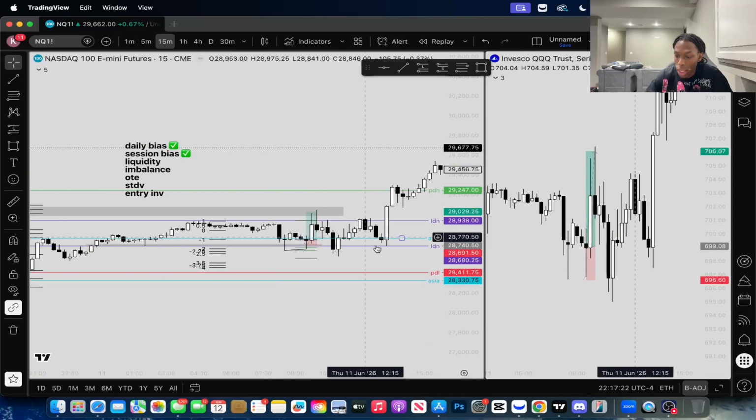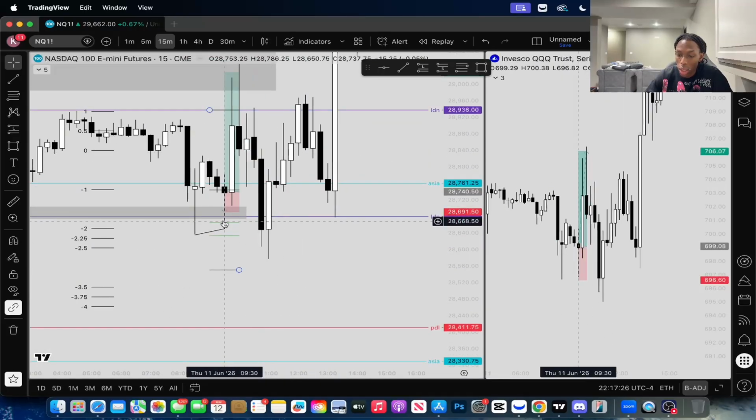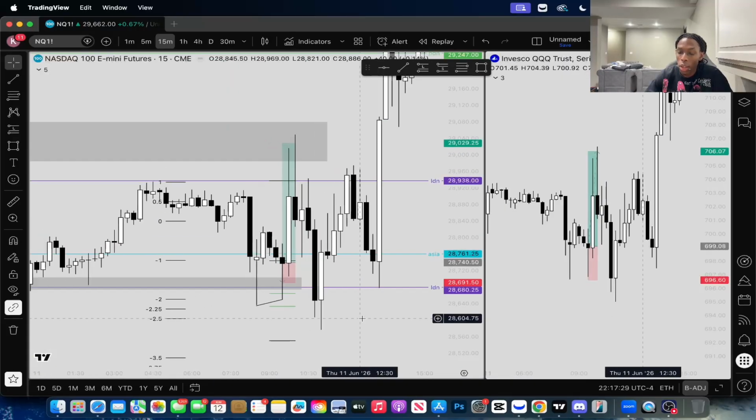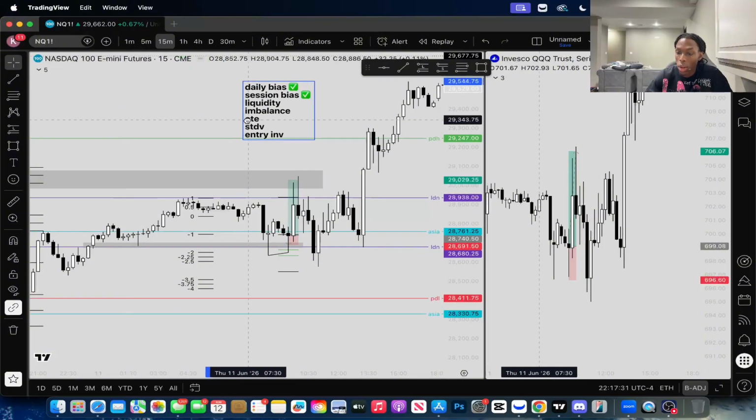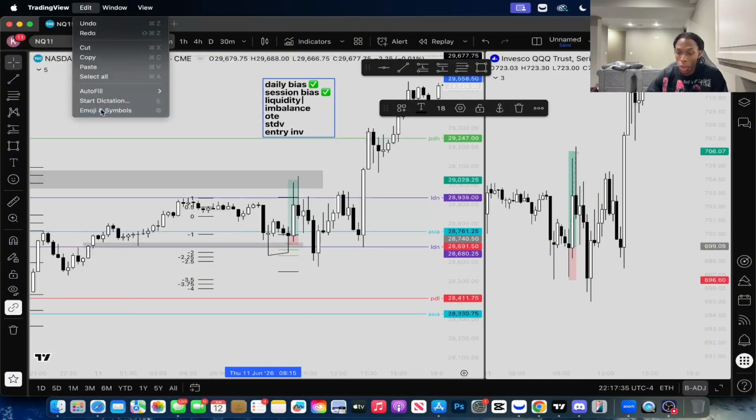Where's London low, guys? London low is here, this purple line there. So where did it go? This is where we want to look for liquidity. It's going to be London low. So we have that.